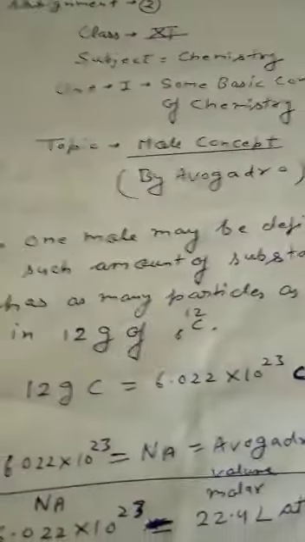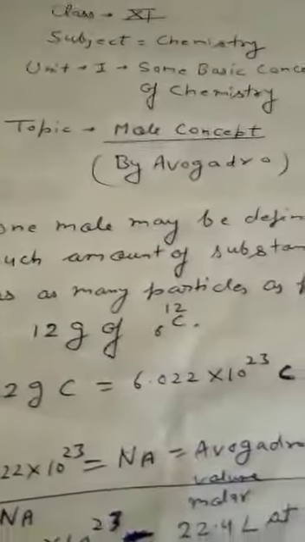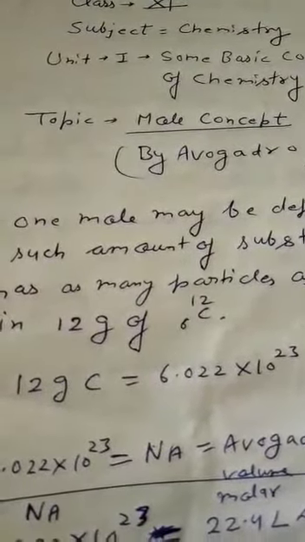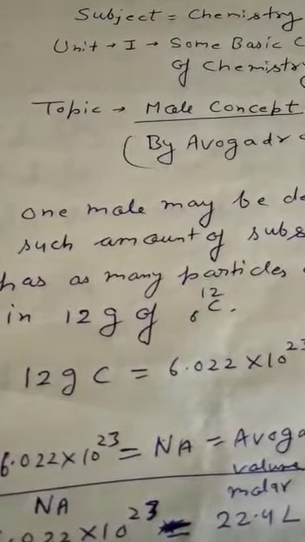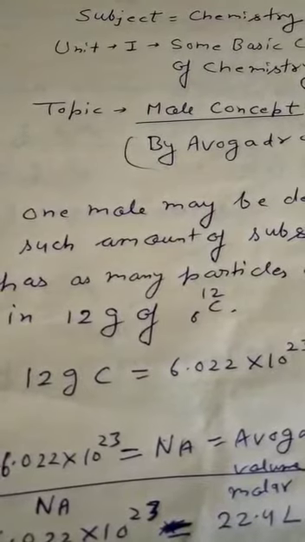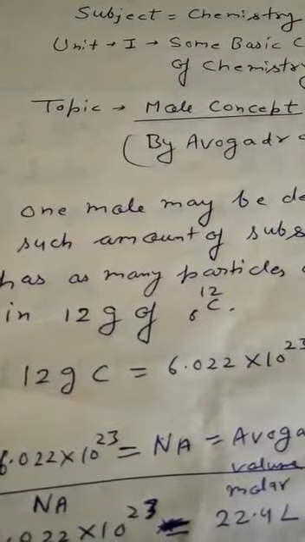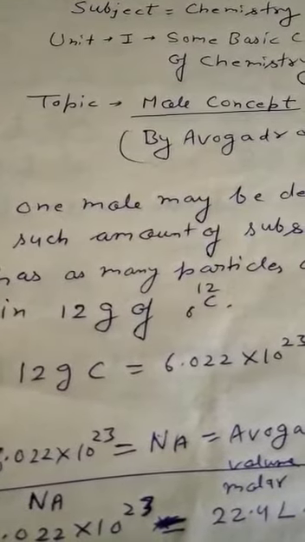In previous lecture, I have explained how we can calculate the molecular mass of some molecules. Today our topic is the mole concept, that is given by Avogadro. It is very useful in chemistry, and by this concept we can find out the number of molecules or atoms present in a particular amount of substance.